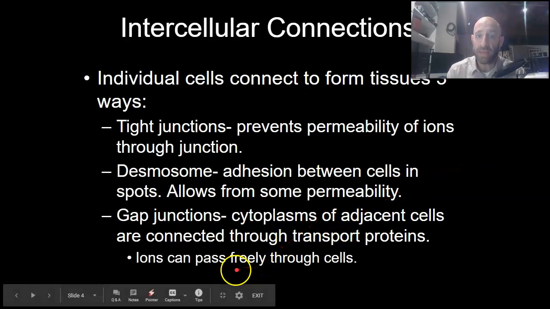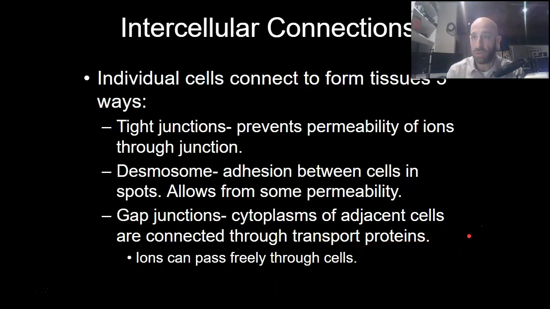So ions can pass freely back and forth through the cells and allows for things like something called peristalsis, which is how your intestines contract. One intestinal muscle cell is going to trigger the next.